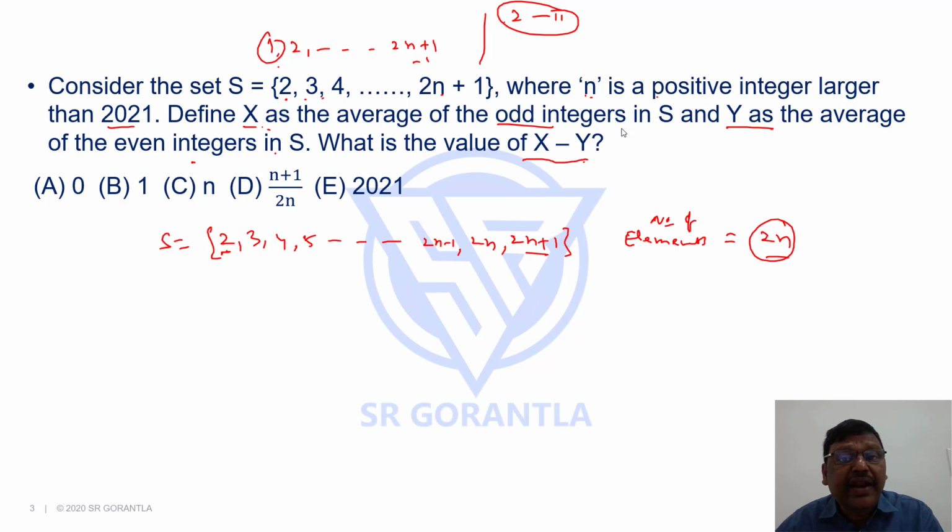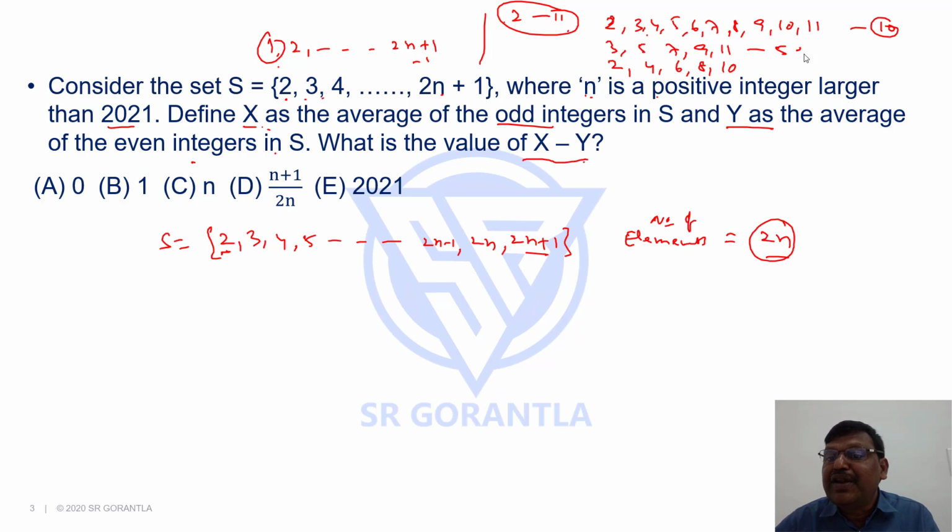If there are 10 elements, how many of them will be even numbers? How many of them will be odd numbers? If you write all of them, you can see the even numbers are 2, 4, 6, 8, 10. What are the odd numbers? 3, 5, 7, 9, 11. So because the total elements are 10, out of them 5 are odd numbers and 5 are even numbers. Similarly, if the total elements are 2n, how many will be odd numbers?